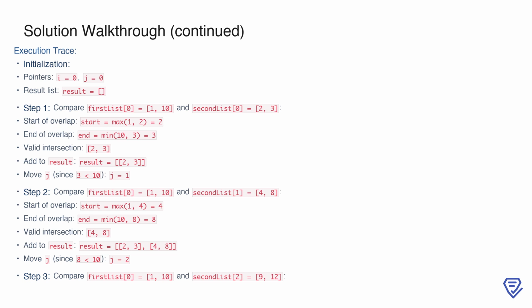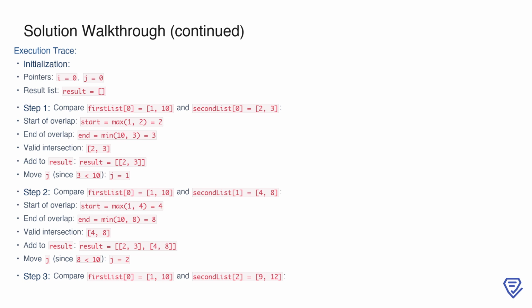First, we compare [1, 10] from first list with [2, 3] from second list. The start of the overlap is 2, and the end of the overlap is 3. This gives us a valid intersection, [2, 3], which is added to the result list. Since the end of [2, 3] is less than the end of [1, 10], we move the pointer j to the next interval in second list.